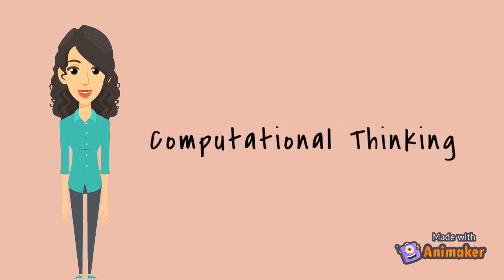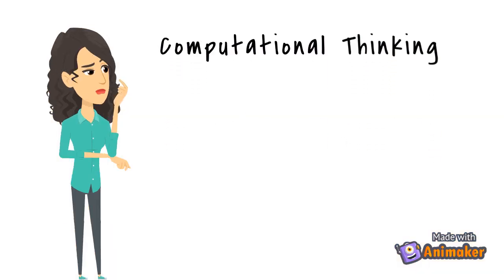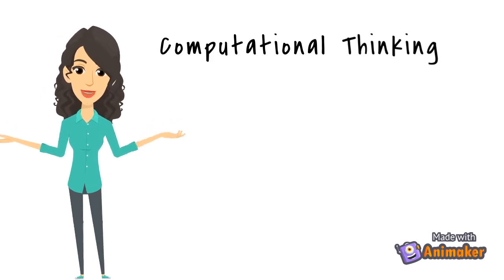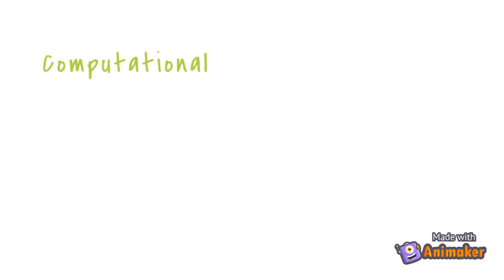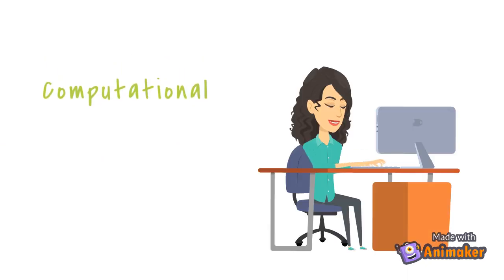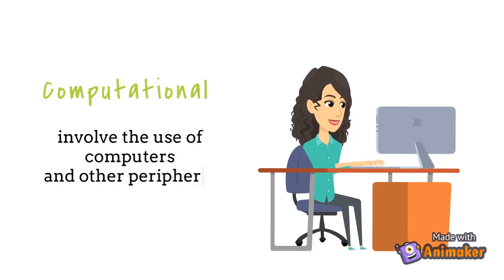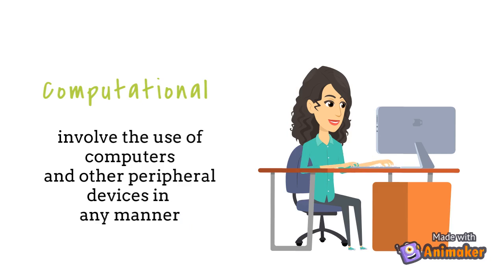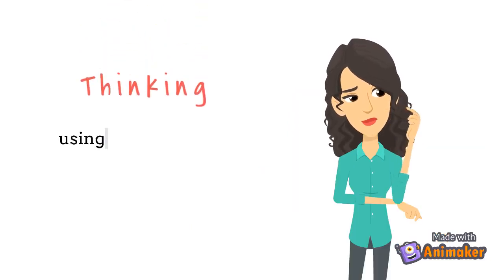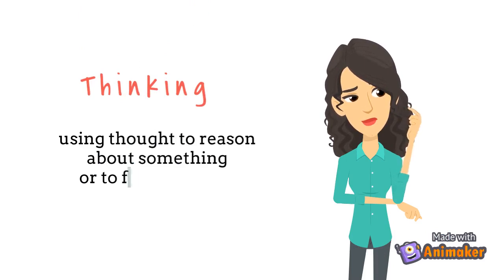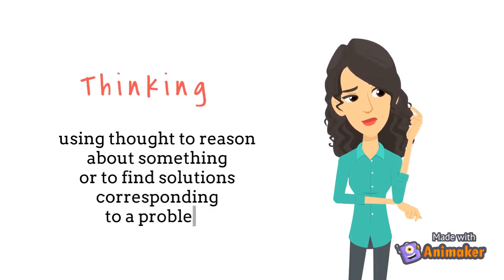Let's discuss what is computational thinking. What is computational thinking? Let's break it into two words: computational and thinking. Computational means using computers to do a specific task. Basically, involving the use of computers and other devices in any manner. Thinking means using thought to reason about something or to find solutions corresponding to a problem.